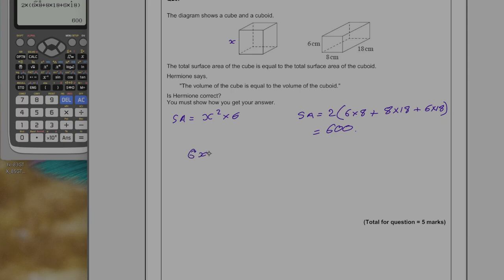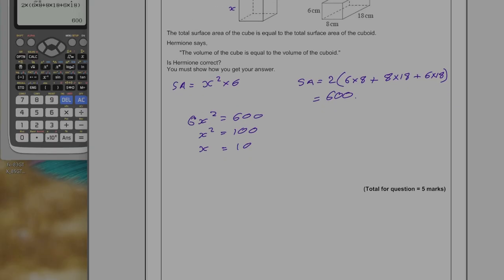Right, so if these surface areas are equal, we can say then that 6 lots of x squared is going to be equal to 600, which means x squared is going to be equal to 100. So x is equal to 10. We could argue a negative, but we can't have a negative length. Right, so based on that, the volume of the cube is going to be equal to 10 cubed, which is going to give us 1,000.